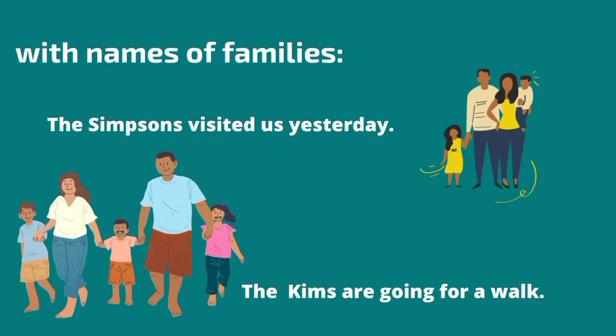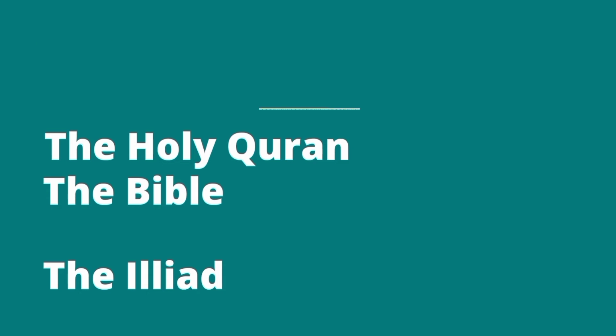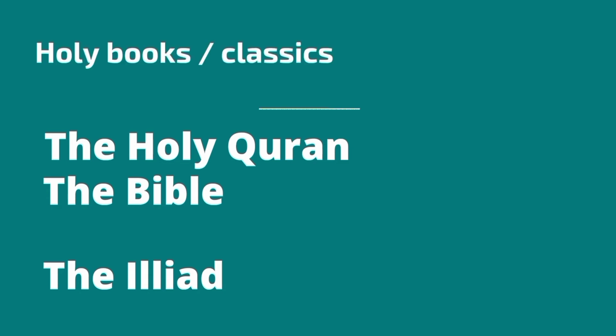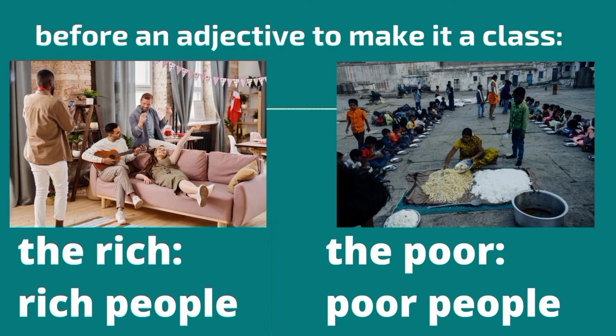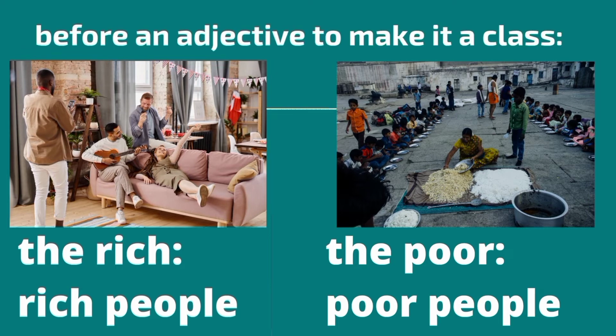But it cannot be used with a singular name. So saying the Simpson or the Kim is incorrect. The is also used with names of the holy books and classics. So the Holy Quran, the Bible, similarly the Iliad. The is used before an adjective to make it a plural noun. For instance, the rich means rich people. The poor means poor people.